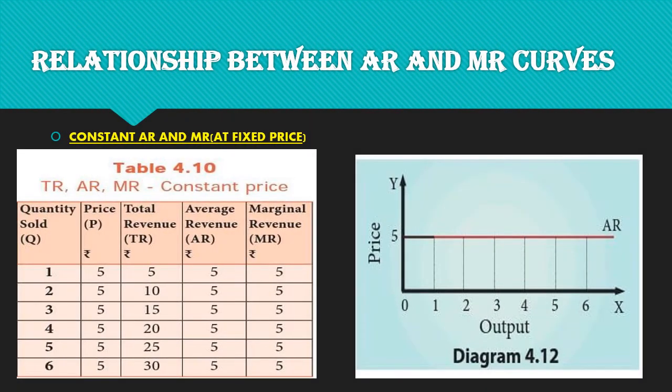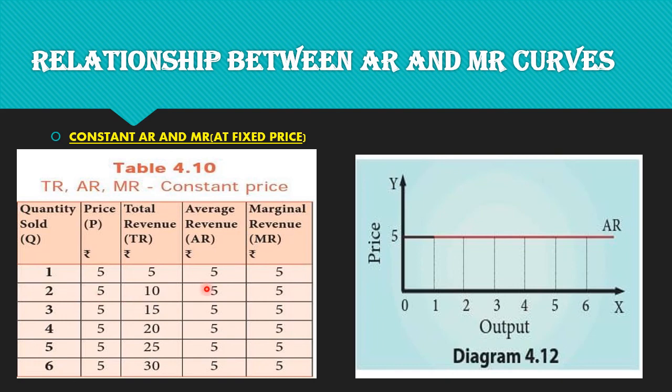So now we are going to study the relationship between average revenue curve and marginal revenue curve when the average revenue and marginal revenue is constant, meaning the price remains constant. Just see, when 1 unit of quantity is sold, the price is 5. The total revenue is 5, the average revenue is 5, and marginal revenue is 5, same. When we sold another unit of the output, the price remains same. The total revenue will be 10. Why? Because we know how to calculate total revenue by multiplying the output sold with the price, that is 2 multiply 5, that is 10.